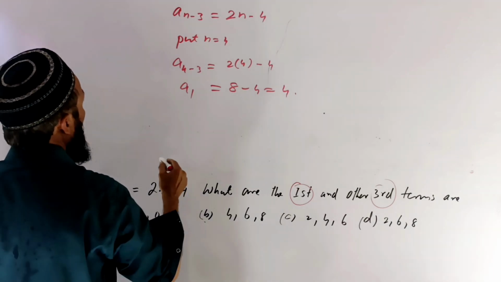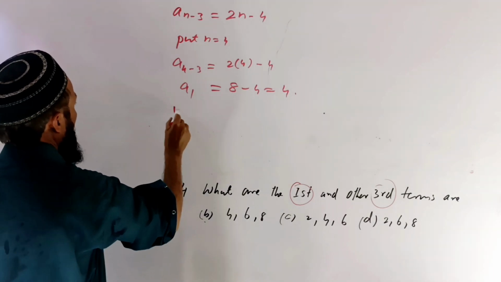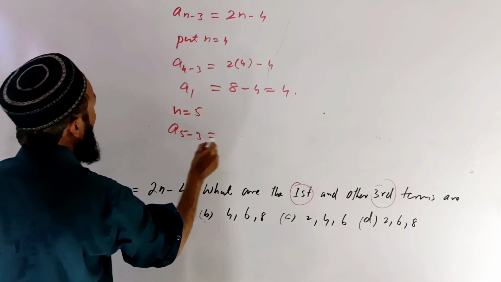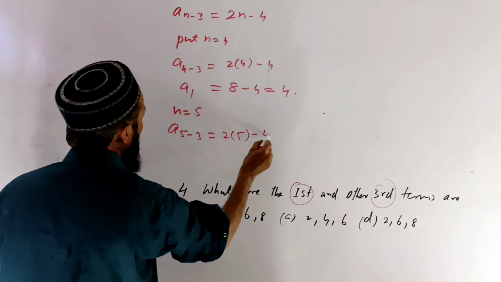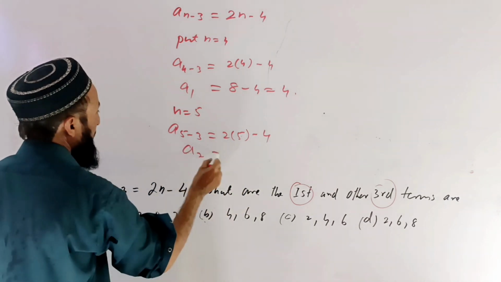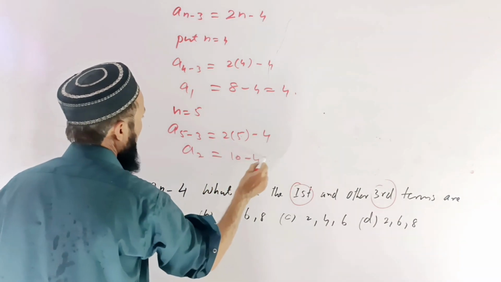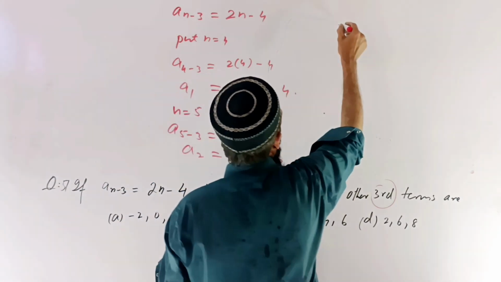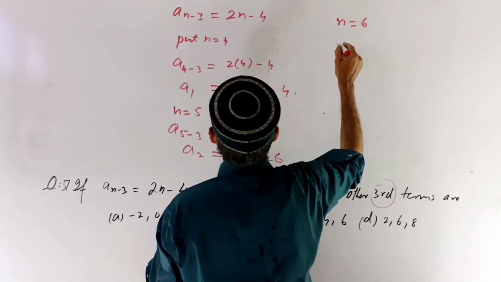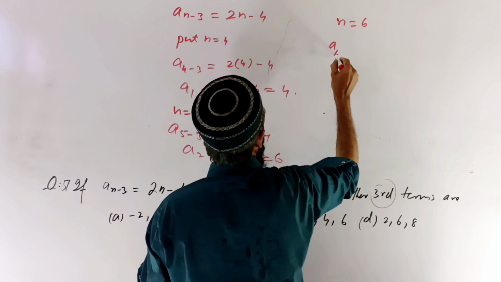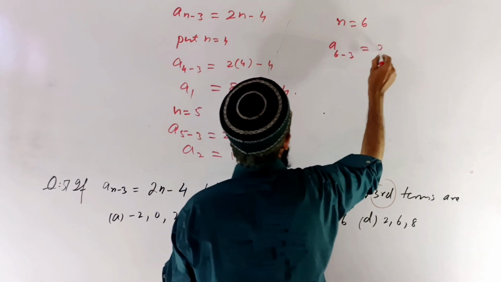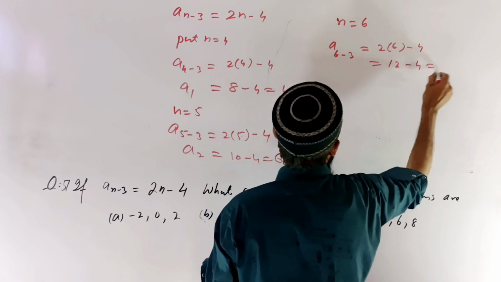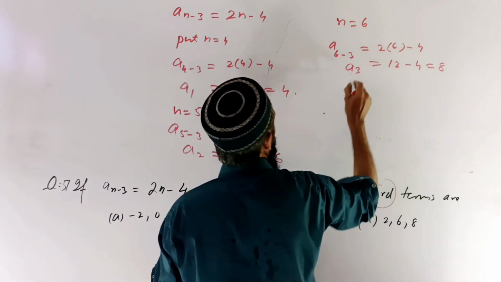Similarly, if n is equal to 5, the second term, we replace here a5 minus 3 is equal to 2 into 5 minus 4. We will get 10 minus 4 is equal to 6. Put n is equal to 6. So what is the result? The third term, a6 minus 3 is equal to 2 into 6 minus 4. This will be 12 minus 4 is equal to 8, and here is the third term.